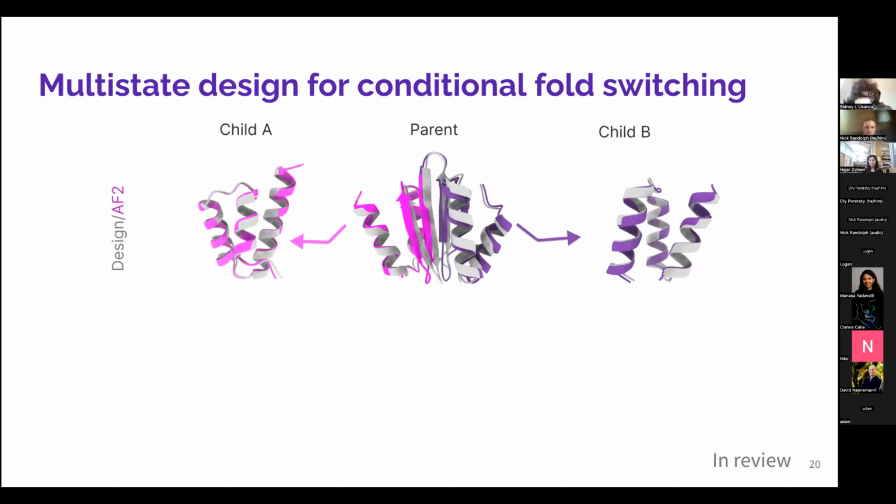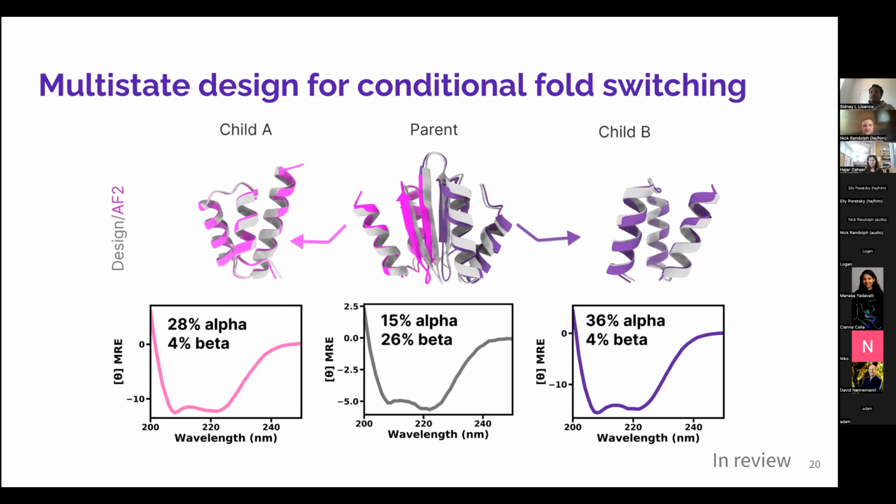So these are example designs where you have the parents having an alpha beta fold shown, and then the children having all alpha shown as well. The first experiment we did is, can CD detect distinct secondary structure content shift in the designs? And in fact, it does, because in the case of the parent, you see the parent has increased beta content upon CD deconvolution compared to the children. But then if you look at the children, you see the children have higher alpha content compared to the parent.